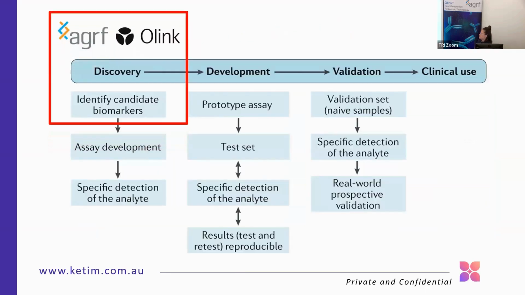And if you look at it from a commercial point of view, discovery is really only the first step, right? You identify your candidate biomarkers, you do some development and some assay validation to ensure that what you're looking at is something that you can measure very specifically and very accurately. And then you go through the developmental stages where you develop this test and get it through regulatory approval, validating this using real-world samples, and then going straight to clinical use.